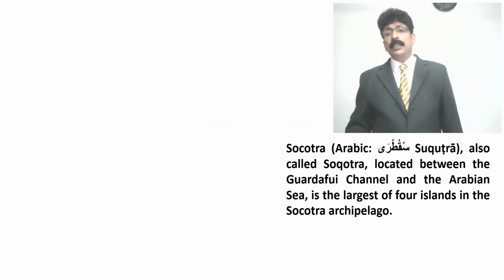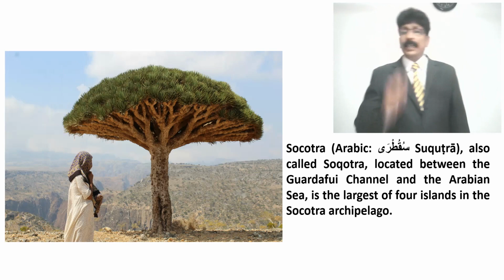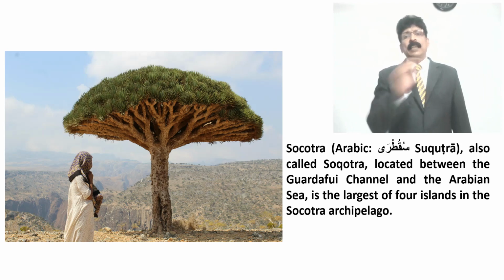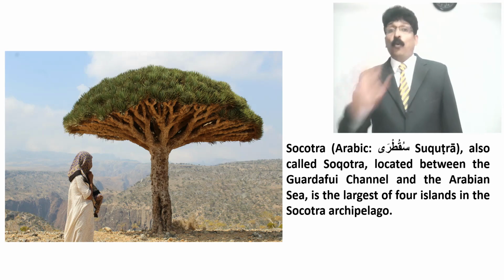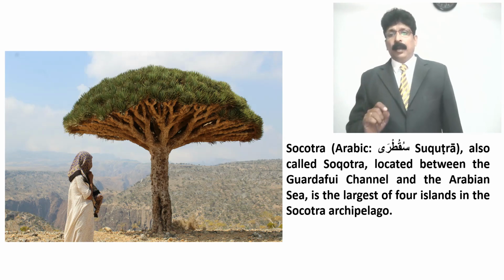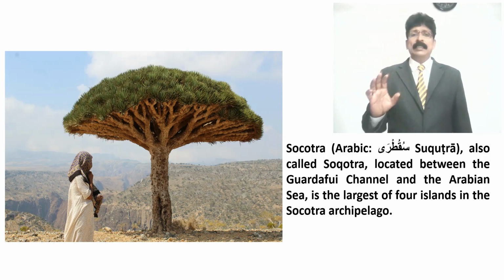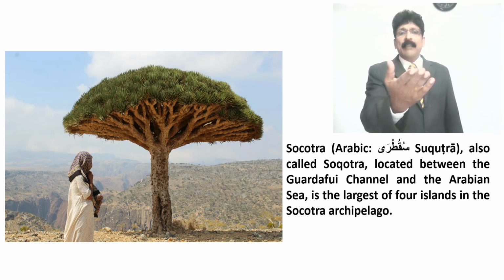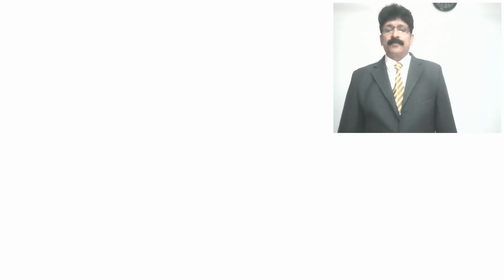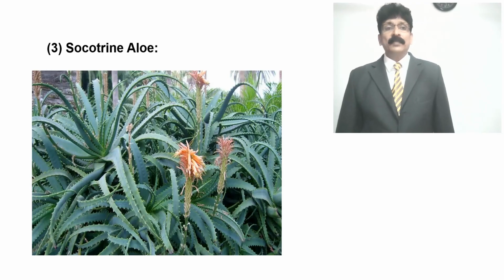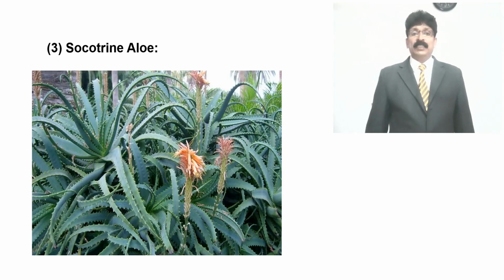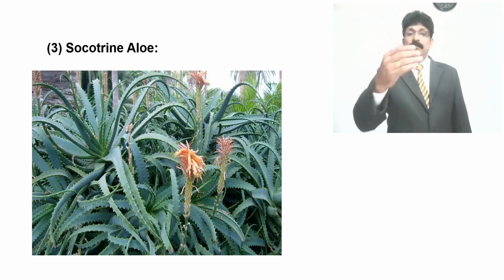This is about Socotra, the Arabian Socotra. It is located between the Guardafui Channel and the Arabian Sea. It is the largest of the 4 islands in the Socotra archipelago, in the Arabian Sea. This is a different type of aloe. The plant looks like a tree, you can see that. So this is the 3rd one which we are discussing. Socotrin aloe is about that size, and this is also the picture I am showing. Usually the leaves are bent.